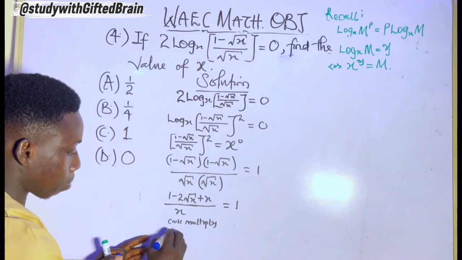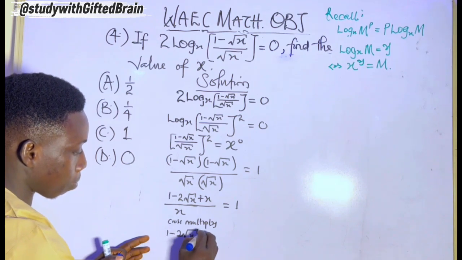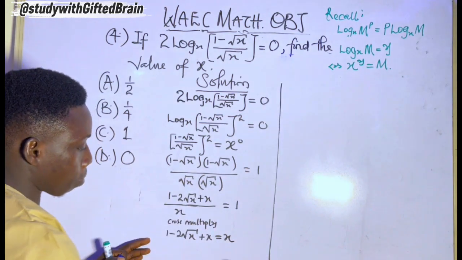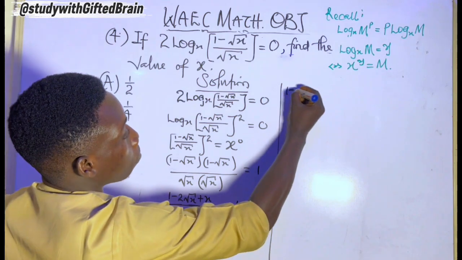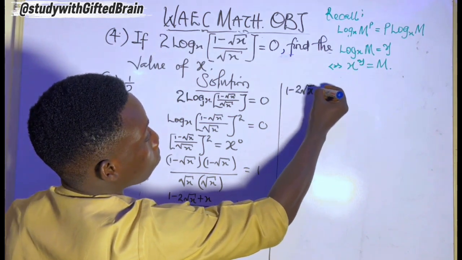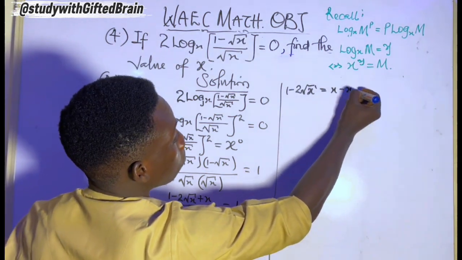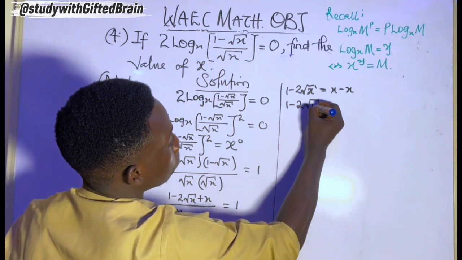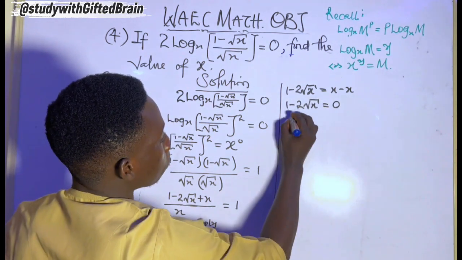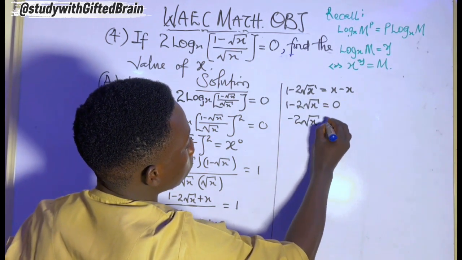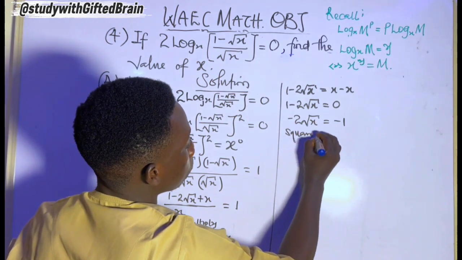And when you cross multiply, we are going to be having 1 minus 2 root x plus x equals x. Then we are going to collect like terms. So when we collect like terms, we are going to be having 1 minus 2 root x equals x minus x. The positive x will go to the right-hand side of the equation. So that will make it 0, x minus x, because then we have minus 2 root x equals minus 1 when you collect like terms.